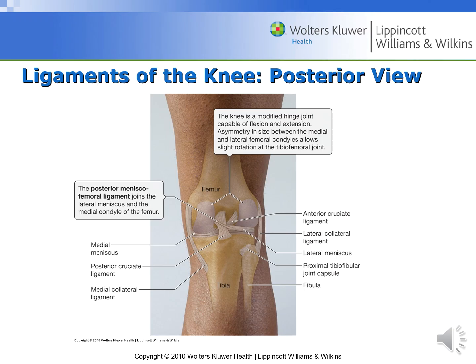On the left-hand side, we see the posterior meniscofemoral ligament, which joins the lateral meniscus and the medial condyle of the femur. Also on the right-hand side, we see the medial meniscus, the posterior cruciate ligament, and the medial collateral ligament. On the right-hand side, beginning most superiorly, we see the anterior cruciate ligament, the lateral collateral ligament, the lateral meniscus, the proximal tibiofibular joint capsule, and we see the fibula.